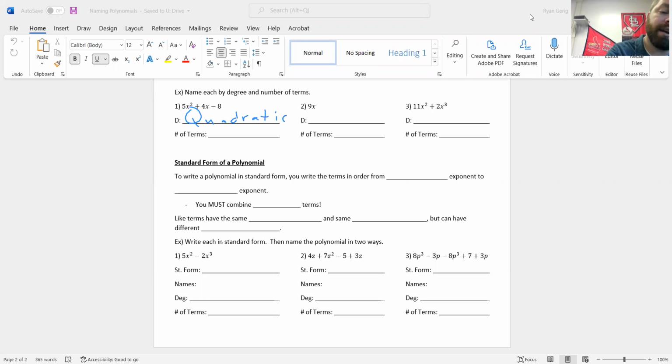How many terms does this one have? It's got 3 terms, right? 5x squared is 1, 4x is another, and then 8 is the third. So the number of terms here is, the name would be trinomial.